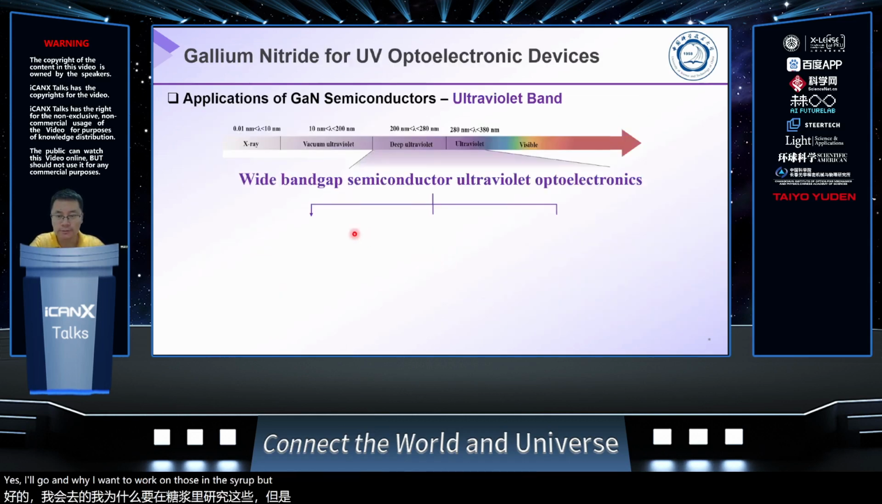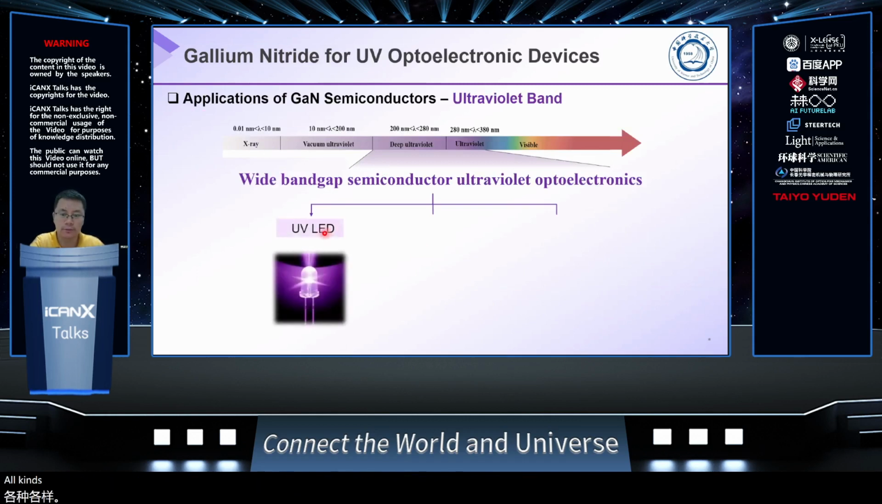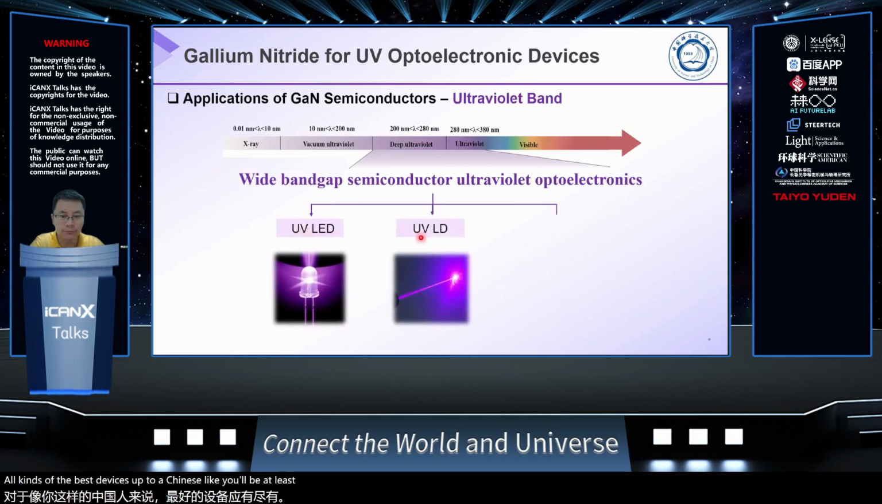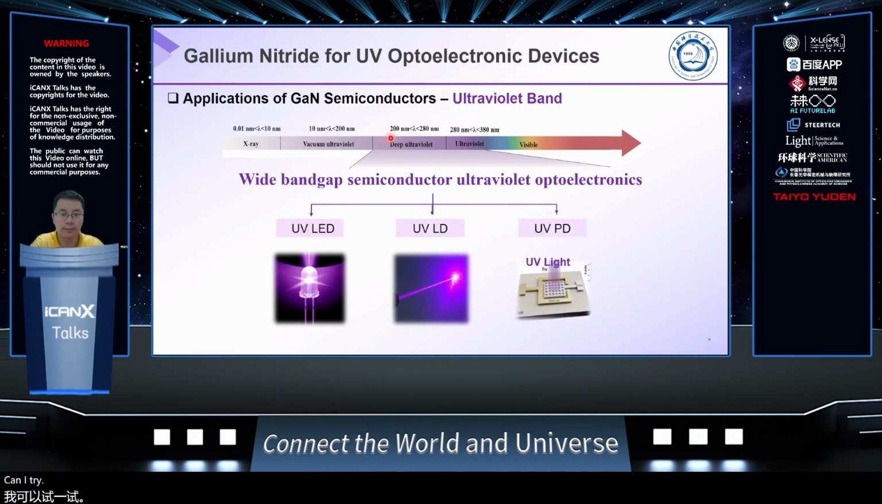For example, in our group, we make all kinds of optoelectronic devices, like UV LEDs, UV laser diodes, and UV photodetectors. Our goal is to use gallium nitride to make devices in the deep ultraviolet band, from 200 nanometers to 380 nanometers.